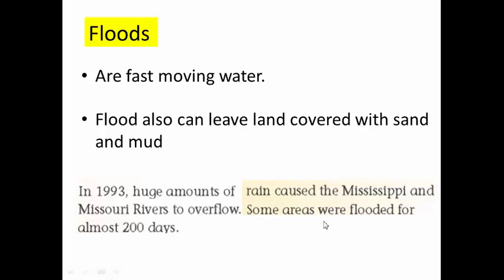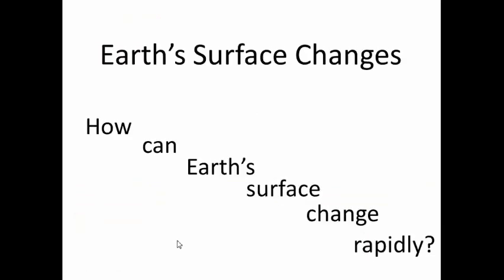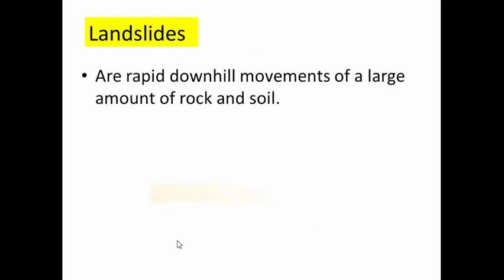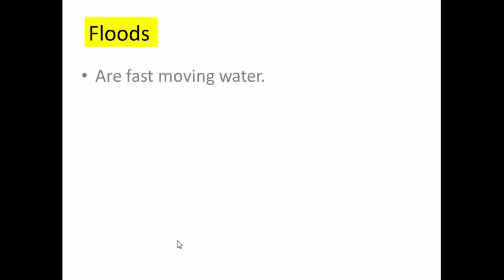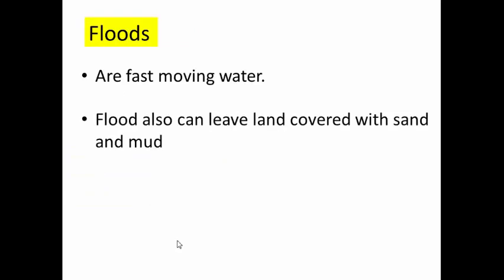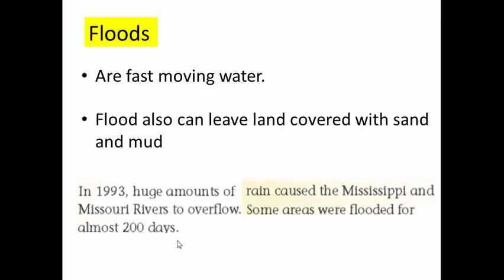Here, in the United States, we have a famous river called Mississippi, and we have another river called Missouri. Because of the heavy rains, these rivers became full of water and the flood happened. And this flood lasted for almost 200 days. Now we talked about landslides, which are movements of a large amount of rock and soil. And then we mentioned that floods are fast-moving water, and we understand some quick information about it.